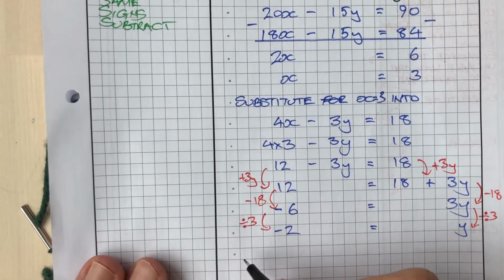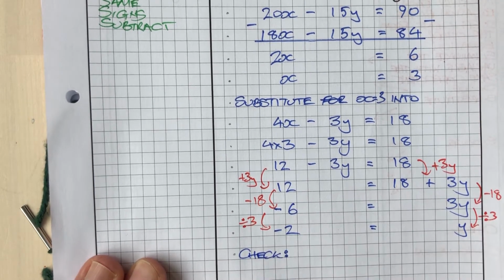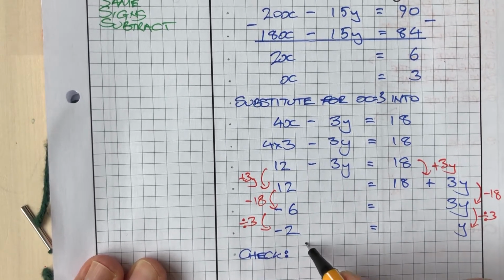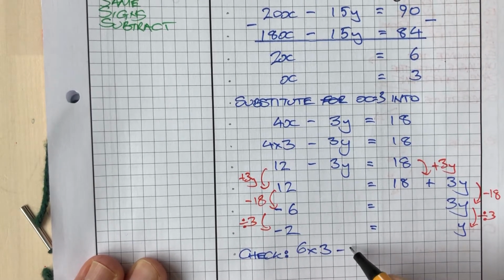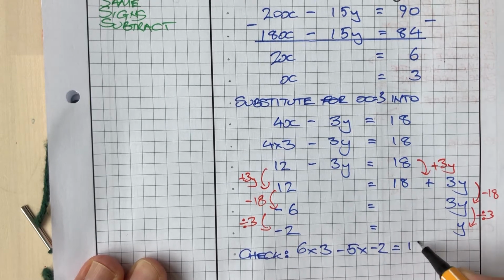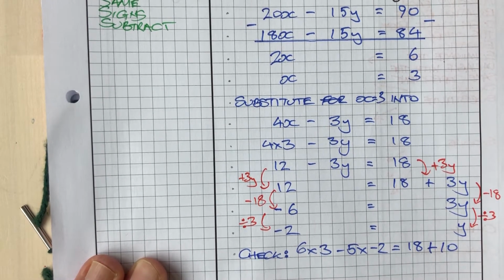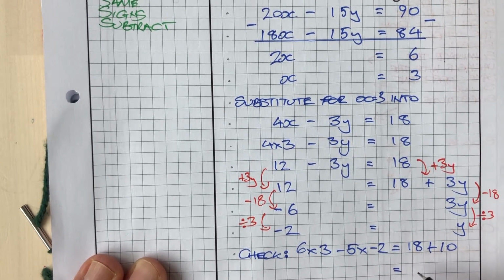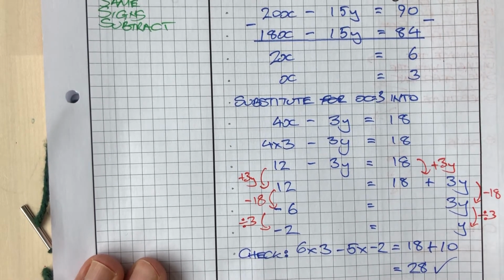Let's check that that's right. So, what have we got? We've got 6 times by 3, going from the second equation. Take away 5 times by negative 2. 6 3s are 18. 5 times 2 is 10, but negative times negative is positive. So it's 18 add 10, which is 28. That's correct. I know I'm right.